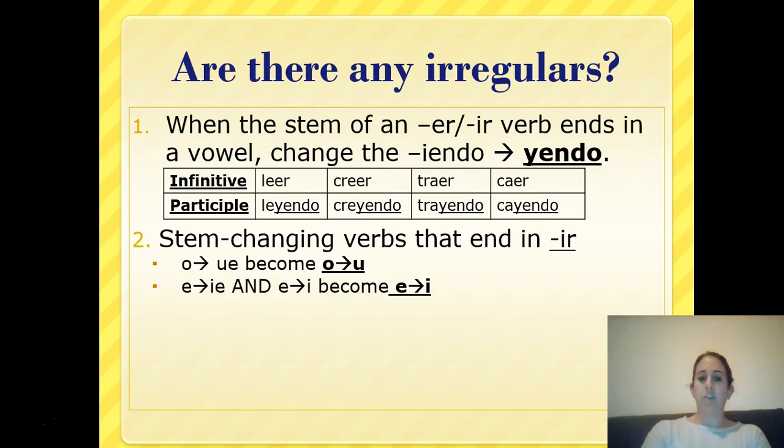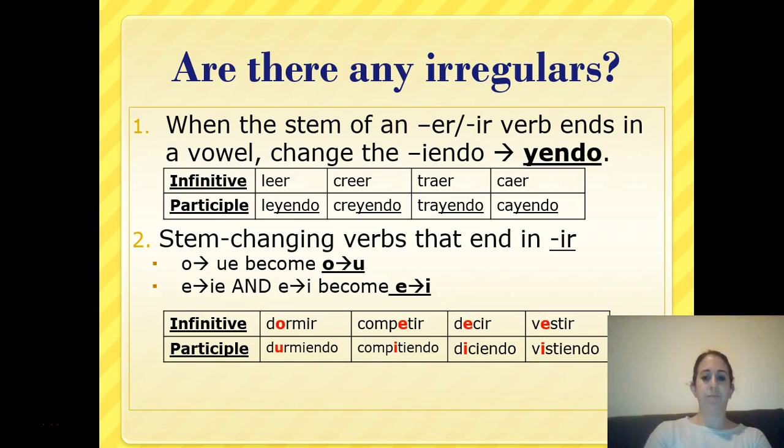And then we've got our stem changers. Only our stem changers that end in IR are going to have a stem change in our present participle. So, for example, dormir would change to durmiendo. So instead of O to UE, it just becomes O to U. And then both of our E types of stem changes, whether it's E to IE or E to I, are both just going to go to E to I. So competir, for example, we know is an E to I stem changer, so it'd be compitiendo. Decir, we know is an E to I, diciendo, and then vestir, vistiendo.